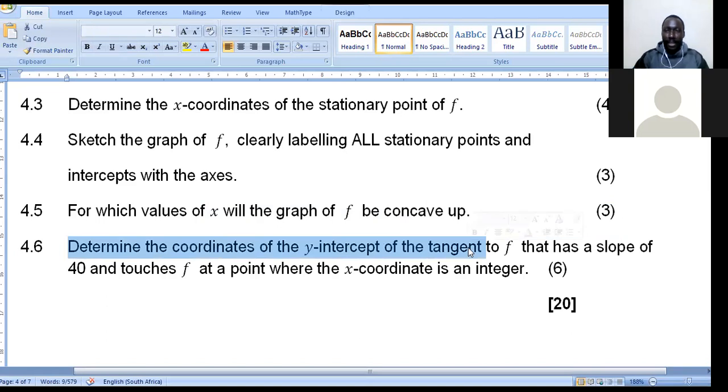Determine the coordinates of the y-intercept of the tangent. So the first thing is, what is this tangent all about? Tangent is the slope. It helps us to find the slope. So that means we have to find the value of dy by dx. The good news is we already have the derivative. They are also saying the derivative is equal to 40. So we have to equate dy by dx to 40, then we solve for x. That's all.